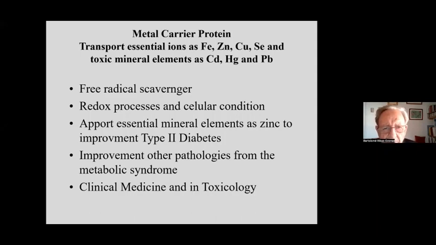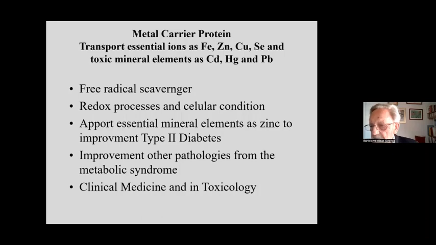and other microelements, and also cadmium, mercury, and lead. The great reducing capacity of the thiol group, the SH group of cysteine of metallothionein, has important roles as a reducing agent inside the cell, as a free radical scavenger, in redox processes and cellular redox condition, improvement of type 2 diabetes, and improvement of metabolic syndrome pathologies in clinical medicine and in toxicology.